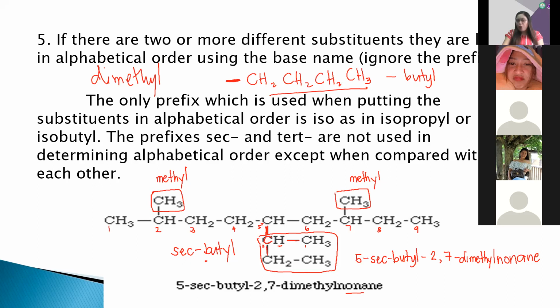Questions pa? I hope naintindihan. Kaya ito sabi ko sa inyo kanina, mas mahirap lang itong example na ito because of the sec-butyl. The sec-butyl kasi nasa second carbon ang bonding. The sec here refers to the bonding on the parent chain. Pag butyl lang, class, take note, nasa dulo ang kanyang bonding with the parent chain. Pero ito nasa second. What if nasa third? What do you mean nasa third?